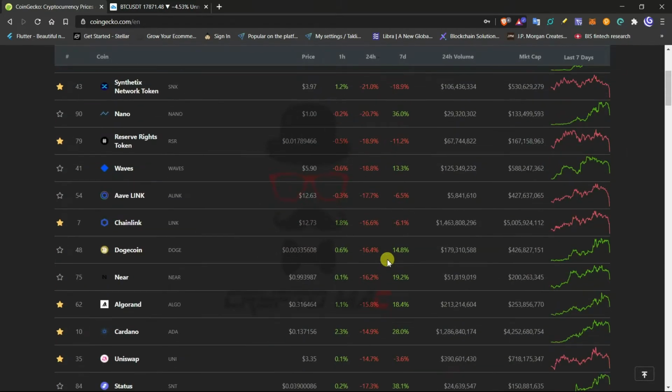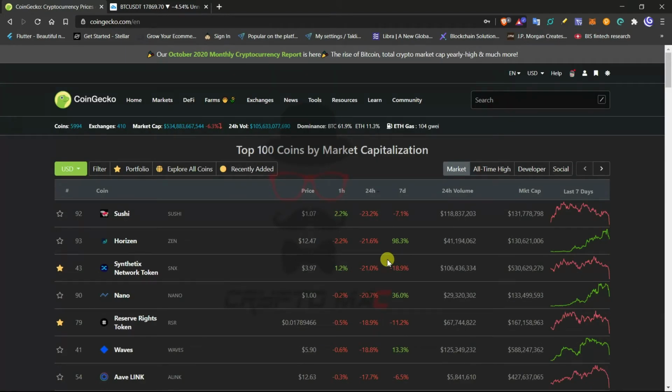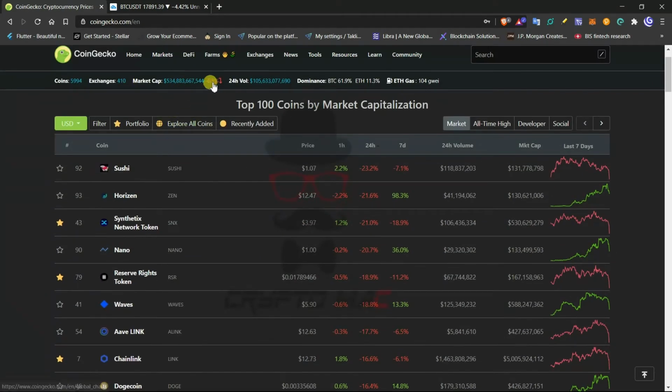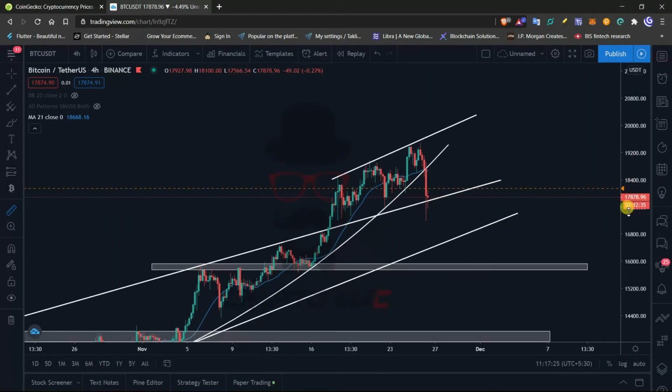So let's see how it behaves in the future, whether it's going to drop further or not, because if Bitcoin drops, the altcoins will drop severely. That has to be considered. At the same time, if Bitcoin gains momentum, the altcoins will also gain momentum severely. So these are the cases. You can see the overall crypto market cap has dropped minus 6.3%. So quite bearish. And let's see the technical analysis of Bitcoin and what can happen further.